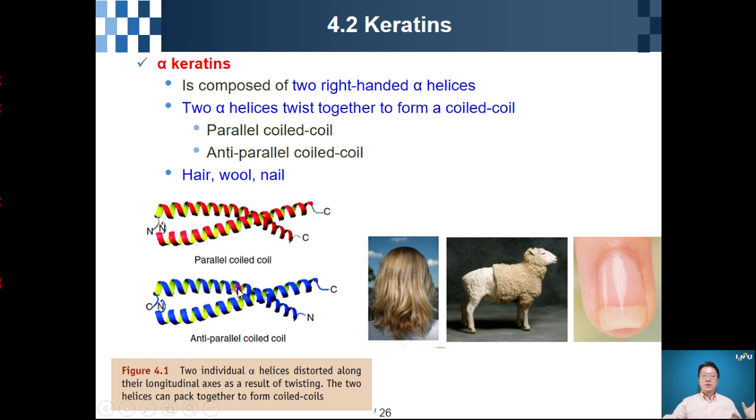So this one we call an anti-parallel coiled coil. We can usually see alpha keratin in hair, wool, and nails. In the next slide we will see some special characteristics of alpha keratin.